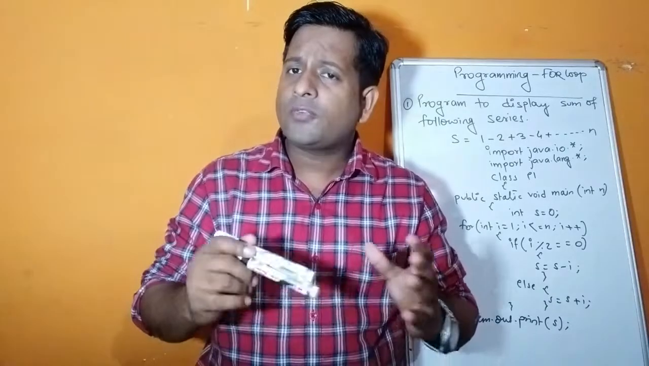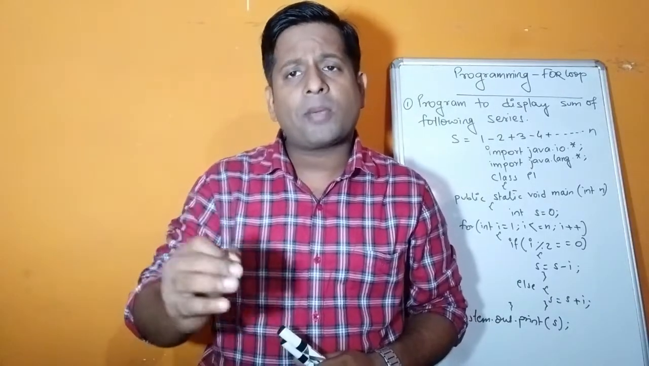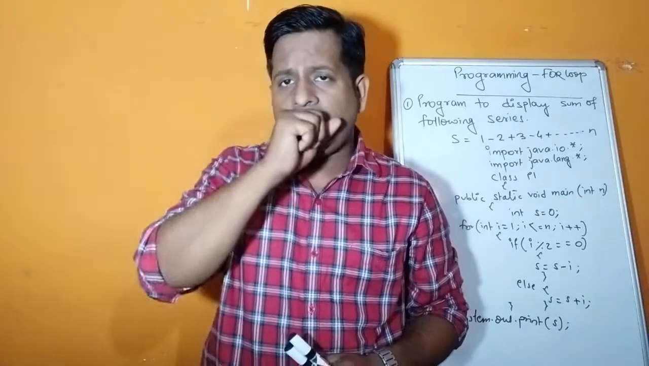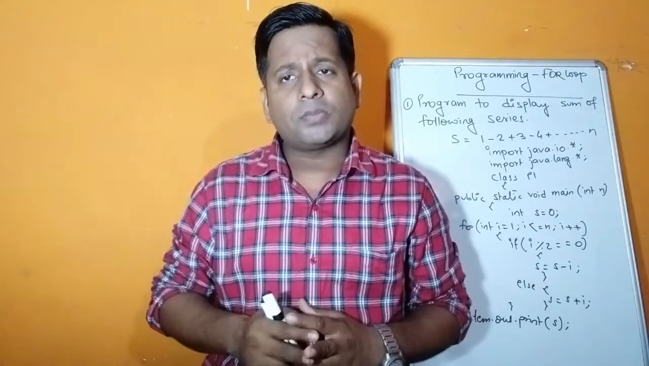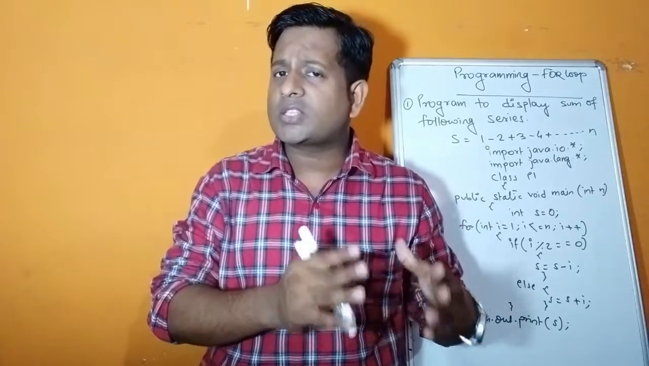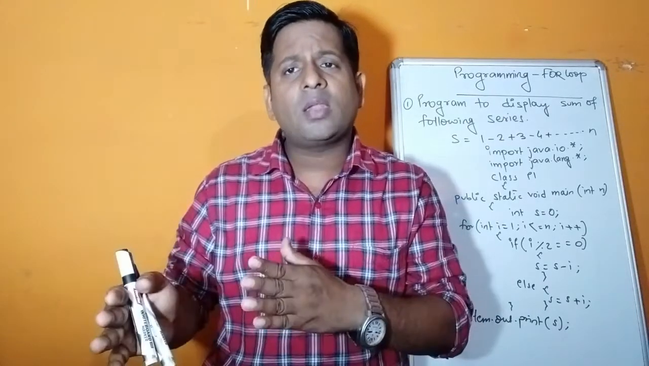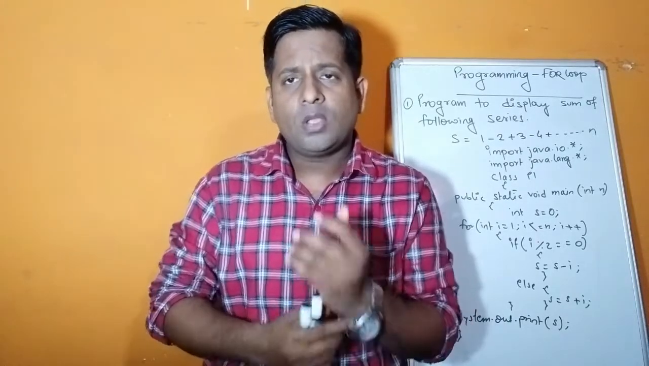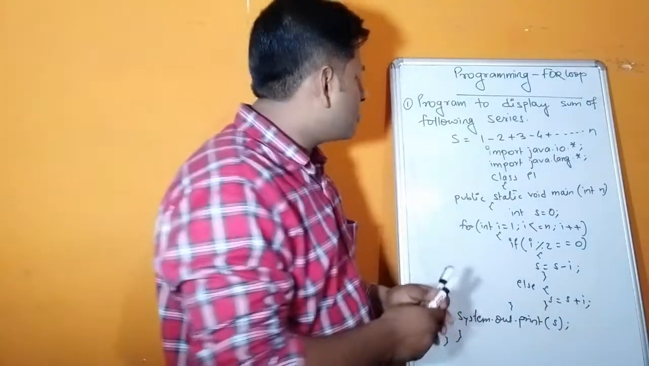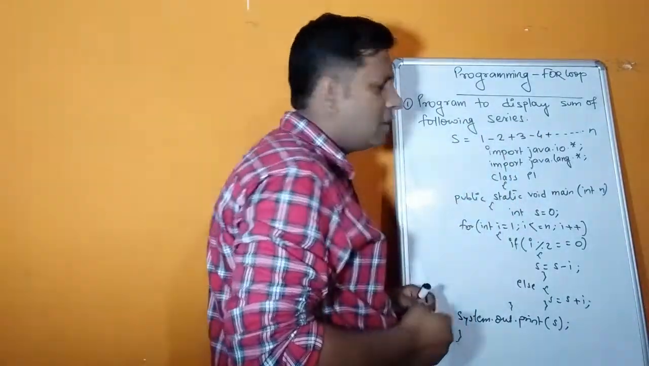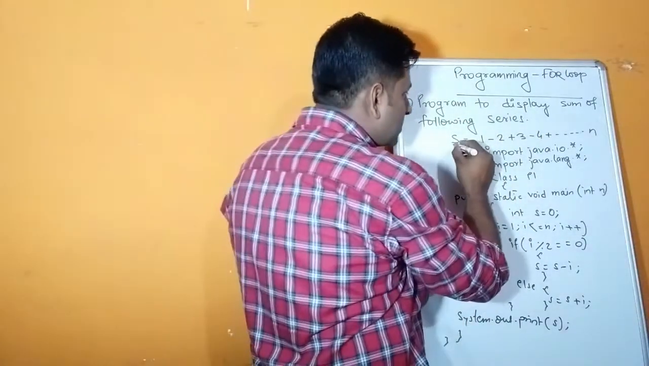Today the first topic from the programming part is the for loop. As I have already told you, a for loop contains three parts: initialization, that is the starting; condition or expression; and the number of steps. Today the first program we are going to do is a program to display the sum of the following series. This is the series.